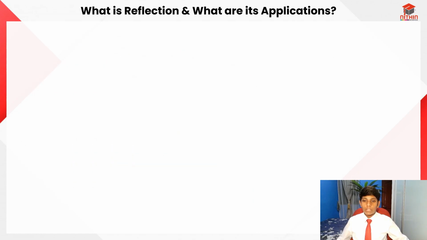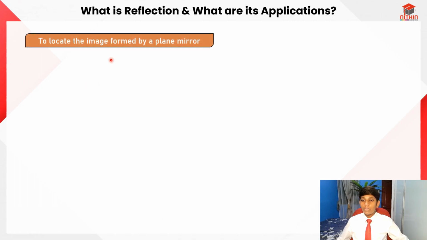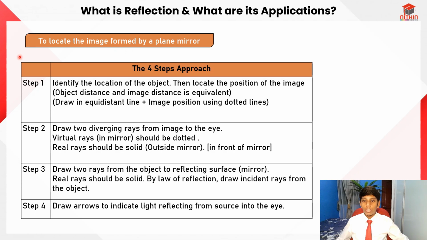So next, to locate the image formed by a plane mirror. This is basically for drawing the actual image in a plane mirror and showing the rays that go to the eye. So these are the 4 steps of approach.